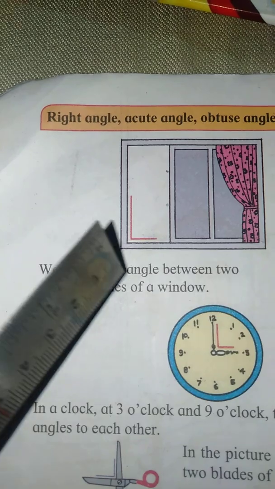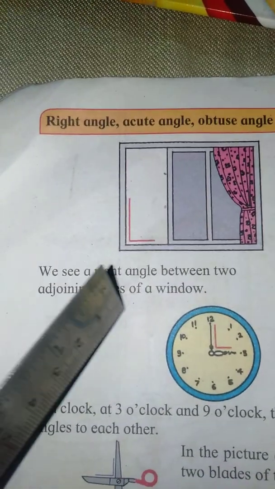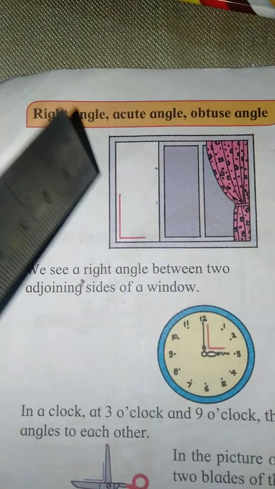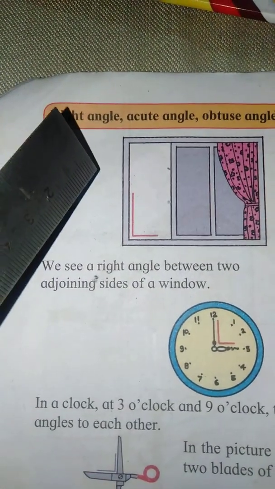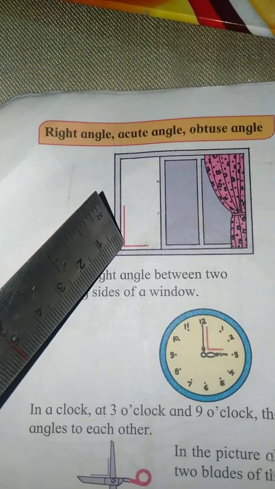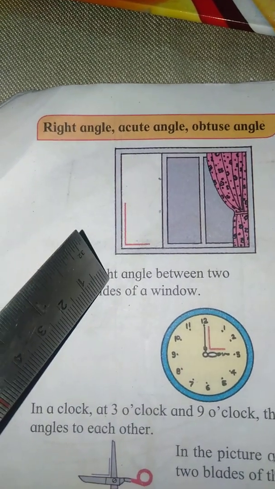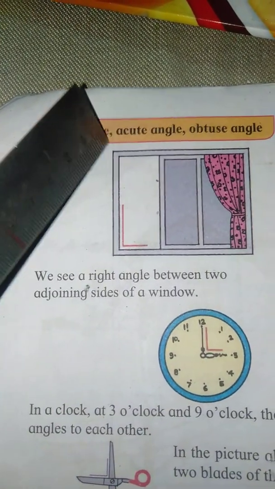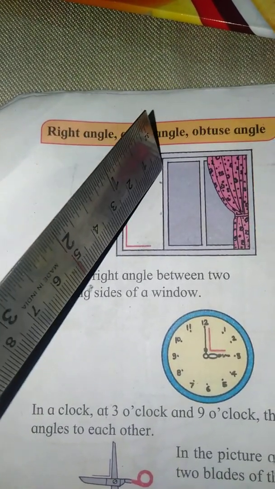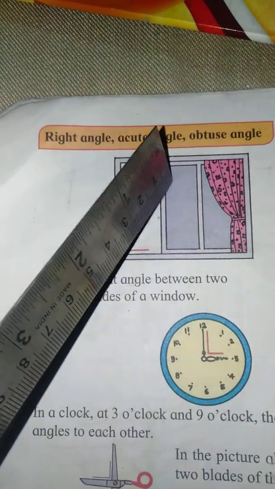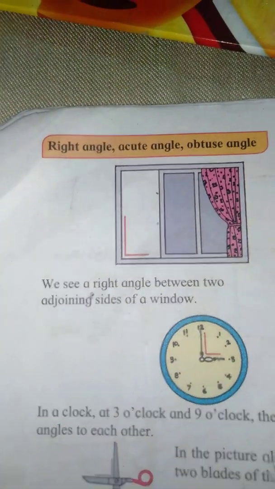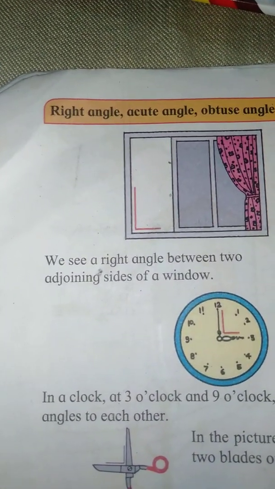We see a right angle between two adjoining sides of a window. See, students, this is a window. We see a right angle between two adjoining sides. This one also, between two adjoining sides.